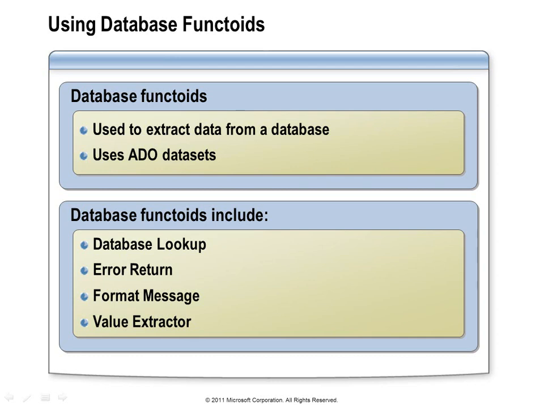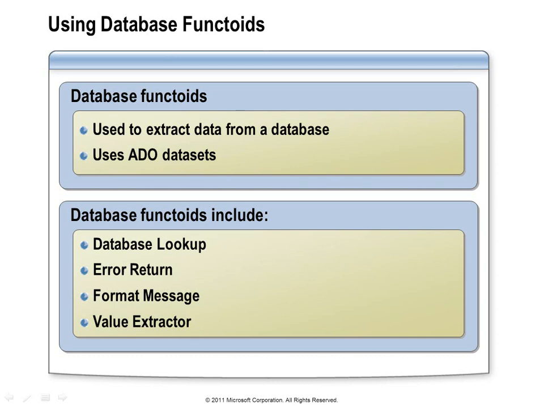Once the database lookup functoid has the result set available, you're going to need to use another functoid to extract individual column values, and that's the purpose of the value extractor functoid. You drag a value extractor functoid onto your map surface for each column value that you need to read. And then you connect the database lookup functoid to each of those value extractor functoids. And then you also configure each value extractor functoid with the name of the column value that it should extract. And then finally, you connect each of those value extractor functoids to their corresponding node in the destination document.